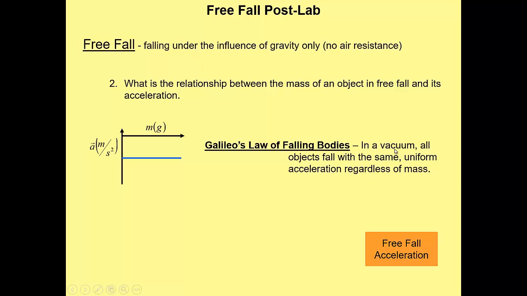In a vacuum, all objects fall with the same uniform, meaning constant, acceleration regardless of mass. So that's exactly what we found in the lab. Now, there is no actual proof that Galileo ever dropped objects. And he would have obviously had a hard time timing them. They didn't have clocks back then.